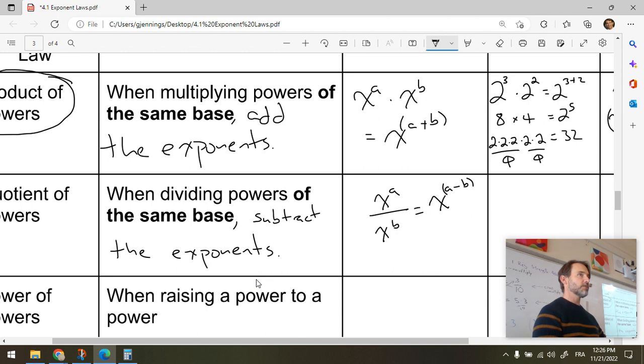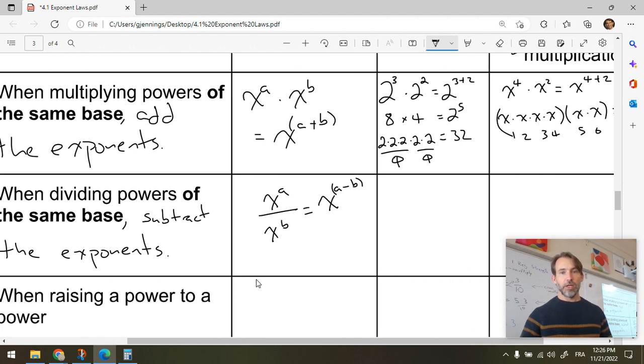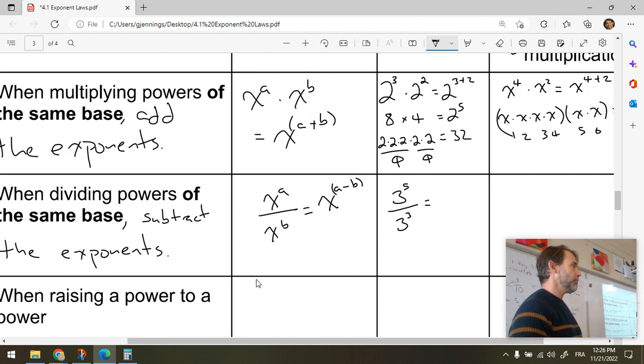Let's take a look at another example. We're going to, again, use our chart that we made of powers of 3, powers of 5, and powers of 2 to do that. Okay, so here we go. If I have 3 to the 5 divided by 3 to the 3, what's that going to equal? What is that? You're correct. 3 to the 2 is, check your chart.